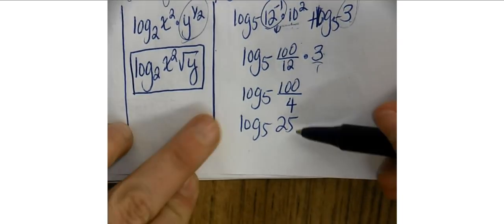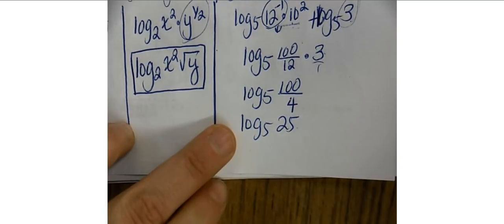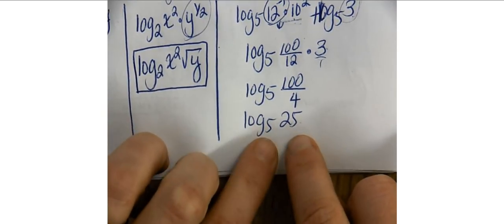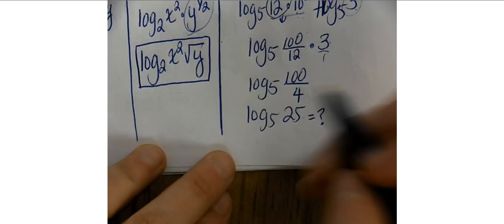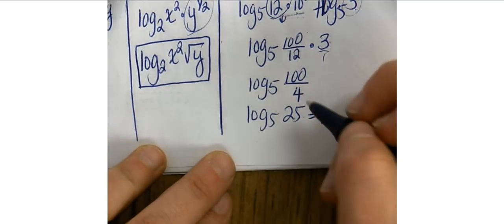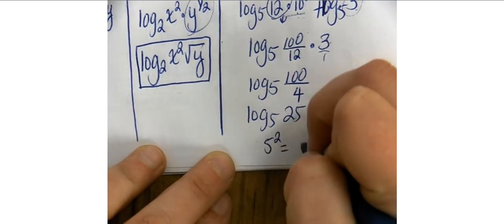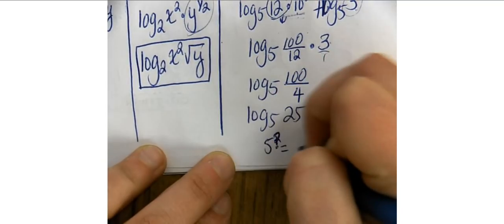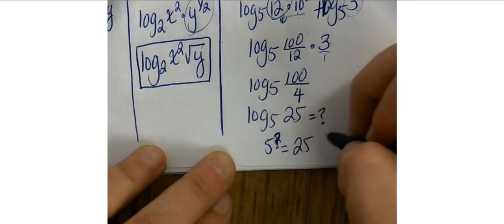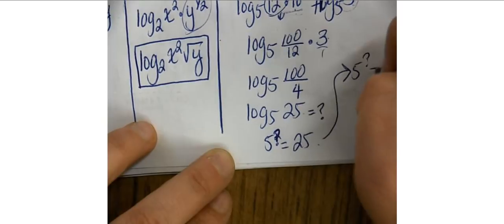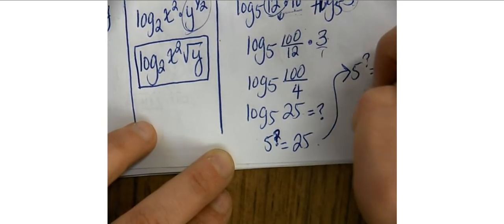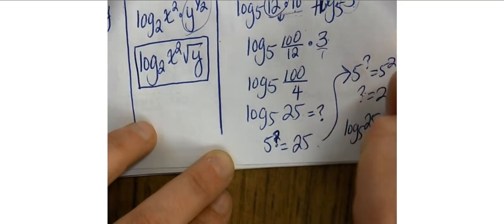And that's because 25 is something that's special. 25 and 5 are related to each other. So this is going to equal something. You can call it a question mark, you can call it x, but what we can do is rewrite this in exponential form to make that 5 to some power equal to 25. Well, we know that 25 is actually 5 squared. So I'm going to have 5 to some power is equal to 5 squared. That some power is 2. So log base 5 of 25 is actually equal to 2, and our most simplified form is the number 2.